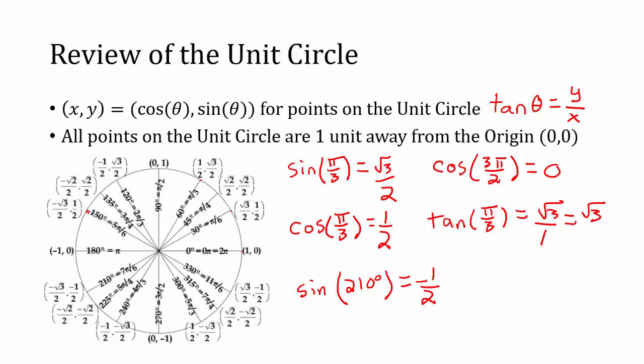So we could ask, say, what's the tangent of 5 pi over 6? If we want to do that really fast, we just go to 5 pi over 6. It's going to be 1 over negative root 3. And sometimes you'll see that rationalized, if you multiply the numerator and the denominator by root 3. Sometimes you would see that written as negative root 3 over 3.